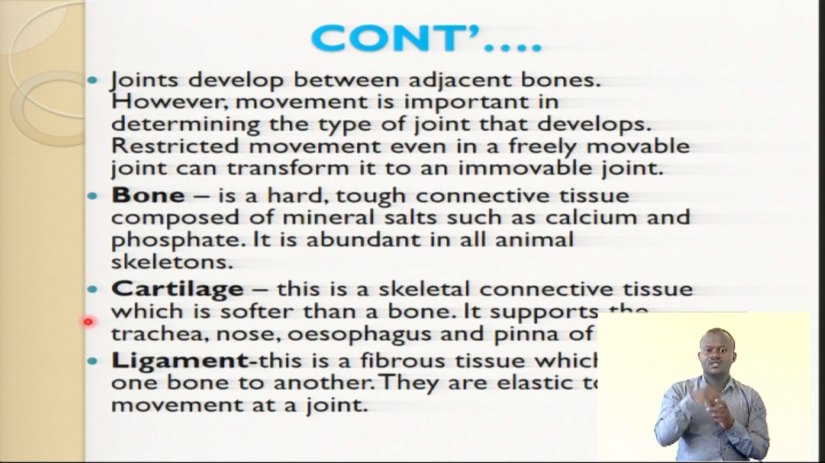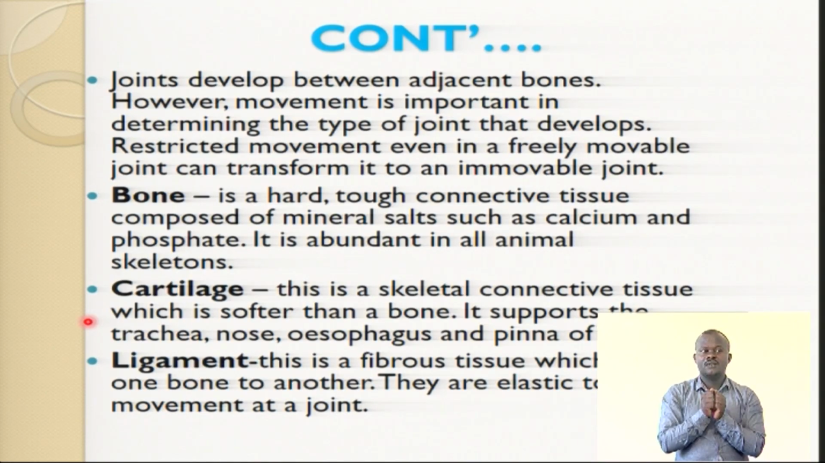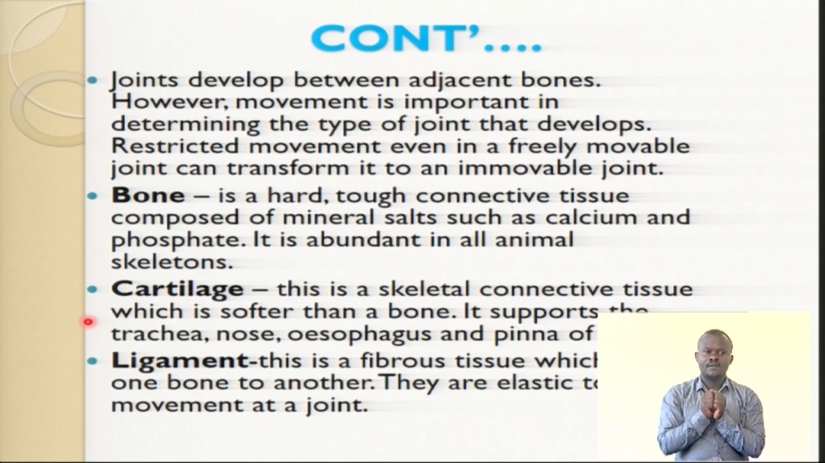Some joints can allow all movement and others do not allow all movement, so you have what we call types of joints. Some of the joints restrict movement. Even a freely movable joint can transform into an immovable joint. Let's look at these 3 parts that are found in the bone: we have the bone, the cartilage, and the ligament.